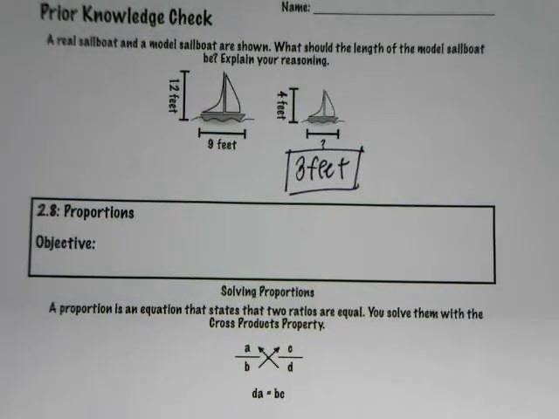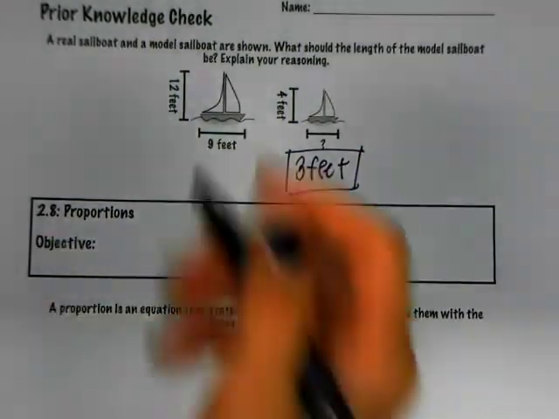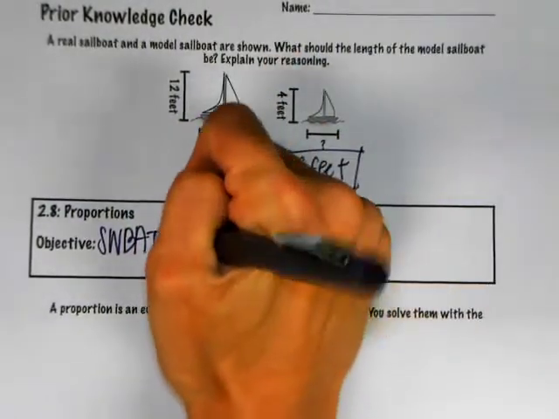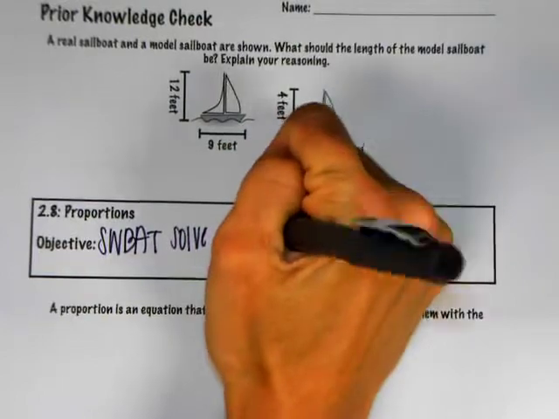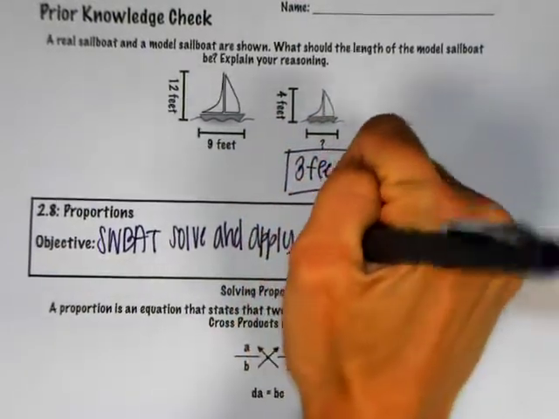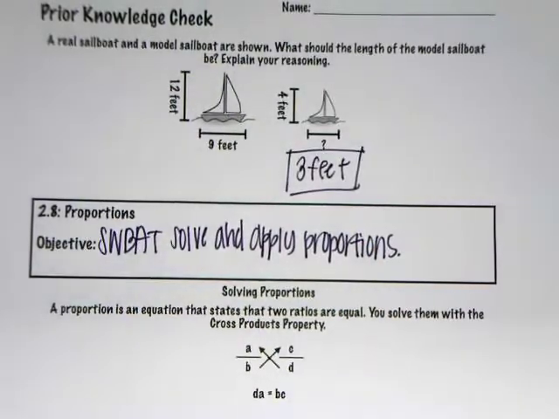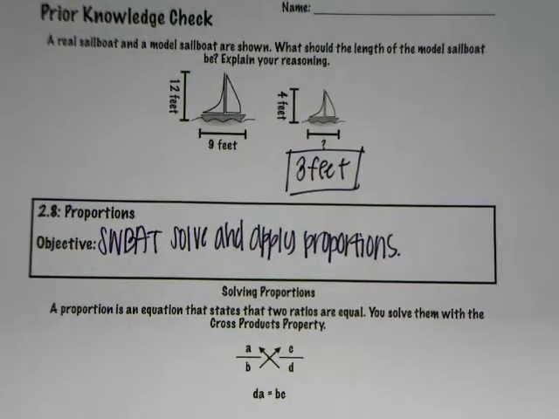Your objective is: students will be able to solve and apply proportions. So we're going to start with the basic ones that hopefully you've seen before. If you haven't, that's okay, we're going to just review it. Then we're going to move on to some ones that are a little bit more complicated that have the distributive property in them. And then we're going to do word problems and setting up proportions for them. Okay? That's where that apply comes in.